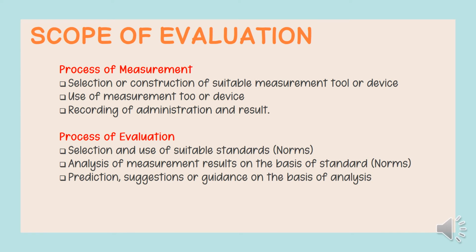the process of measurement has only 3 steps. That includes, first, the selection or construction of suitable measurement tool or device. So, we first choose a suitable tool or device. And then we administer that device, and then we record the result.